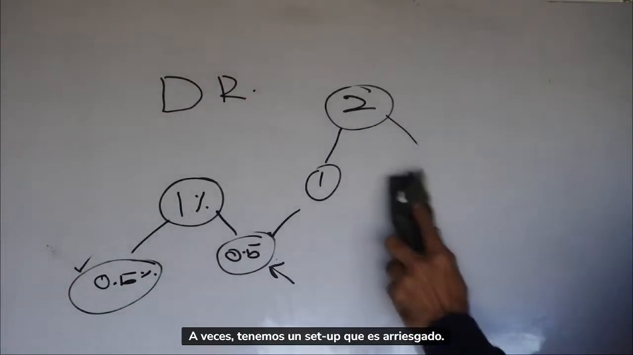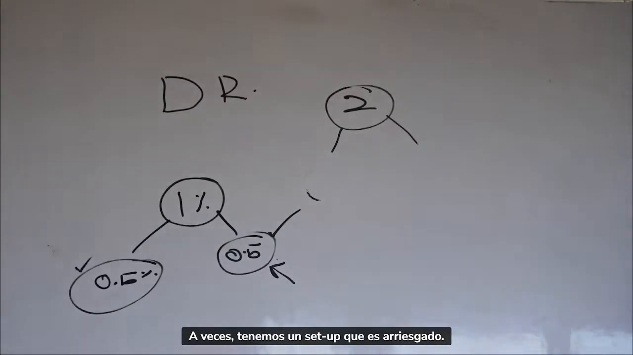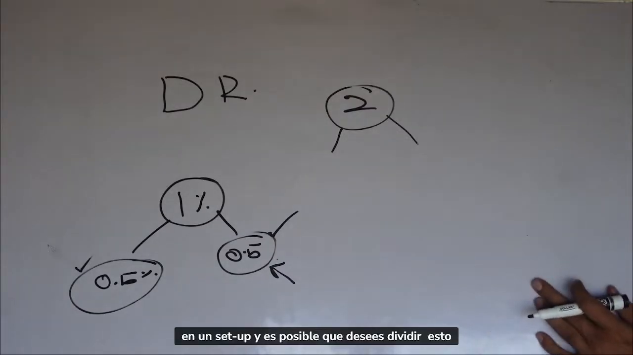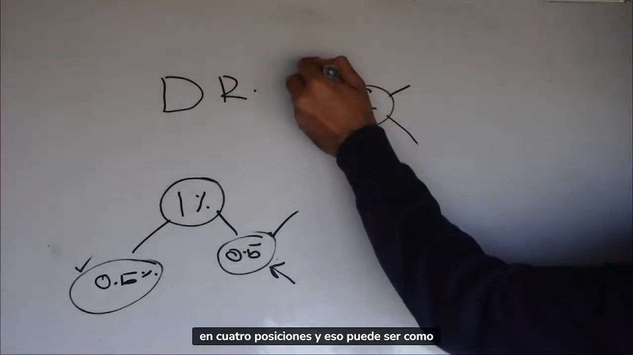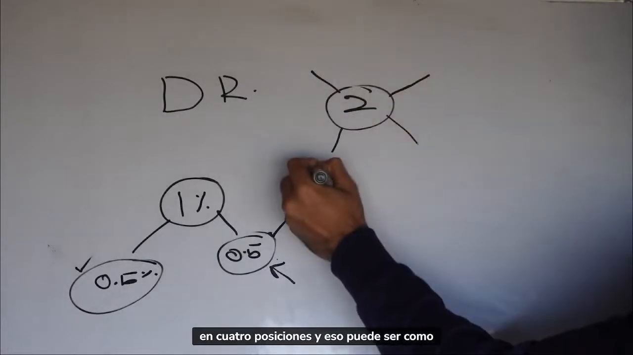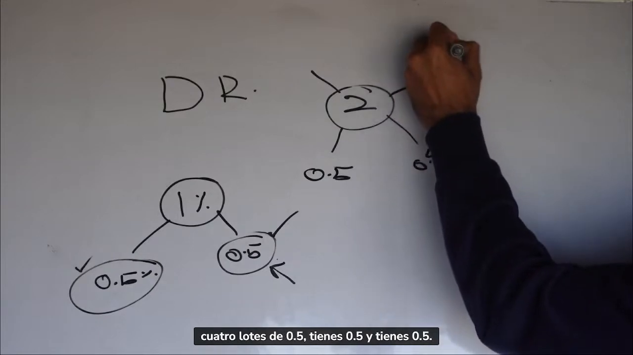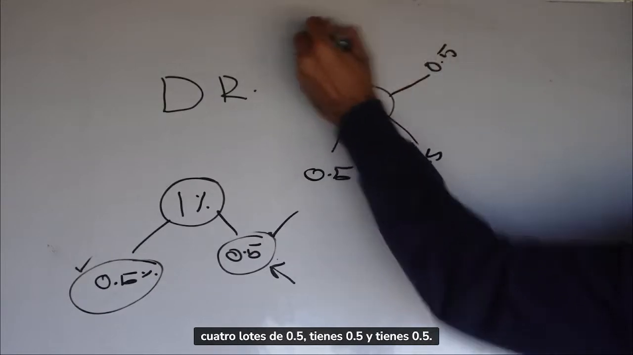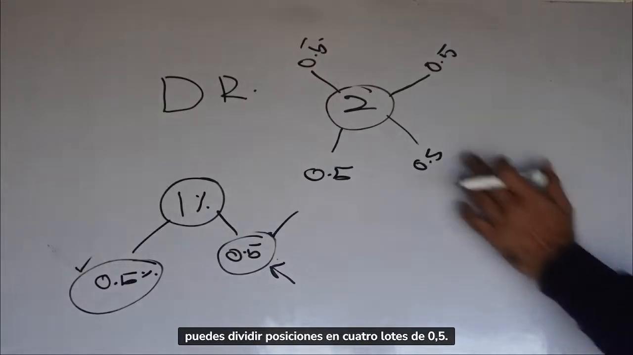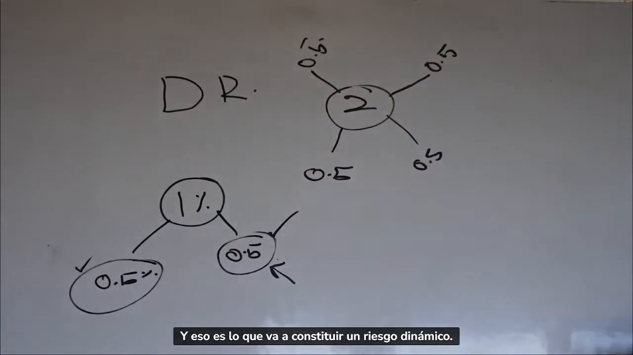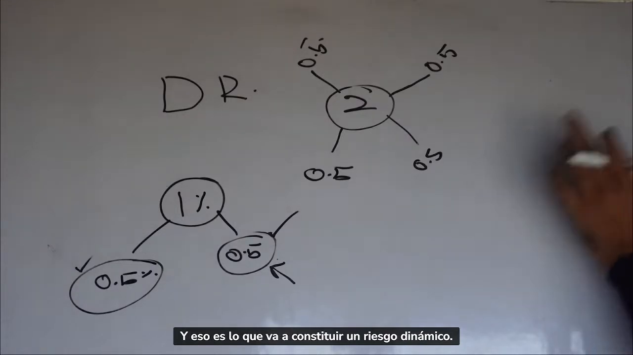Or sometimes, we get a setup which is risky. Let's say you're not that confident in a setup, and you may want to break this down into 4 positions, and that may be 4 0.5 lots. You have 0.5 and you have 0.5. You have 4 0.5 lots. You may break down positions into 4 0.5 lots, and that's what's going to constitute dynamic risk.